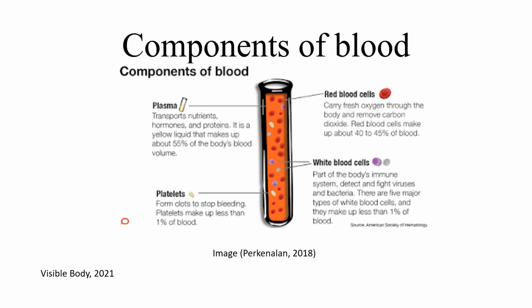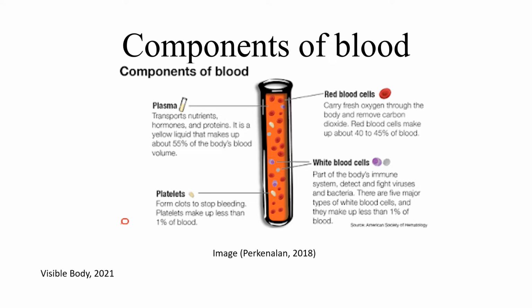In this one, it says plasma transports nutrients, hormones, and proteins. It's a yellow liquid that makes up about 55% of the blood's body volume. We'll get to more of that later. Platelets form clots to stop bleeding. Platelets make up less than 1% of the blood. Red blood cells carry fresh oxygen through the body and remove carbon dioxide. Red blood cells make up about 40 to 45% of the blood.